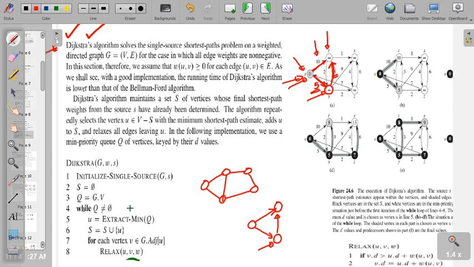How did Dijkstra solve this? So that we have to understand here. And one of the constraints is that if I am having some kind of negative cost here, the negative edge cost, Dijkstra's algorithm is not fit for that. There are other algorithms that take this negative edge cost and solve that problem.